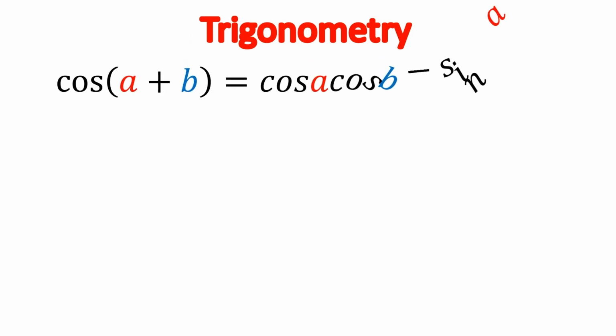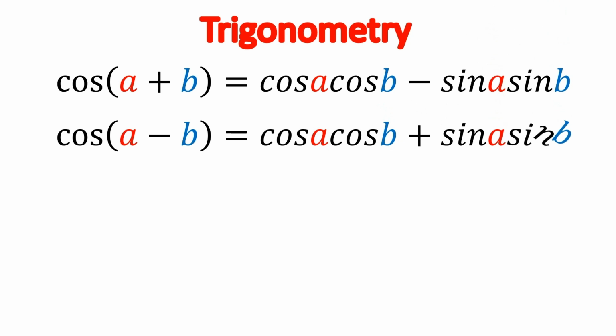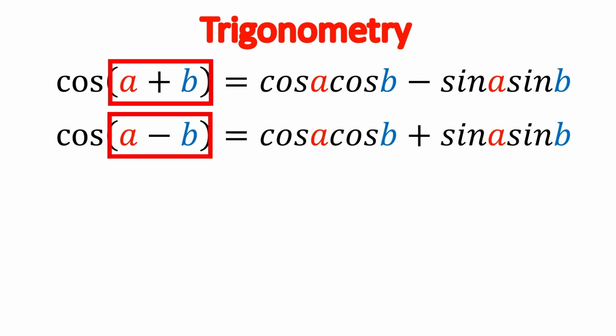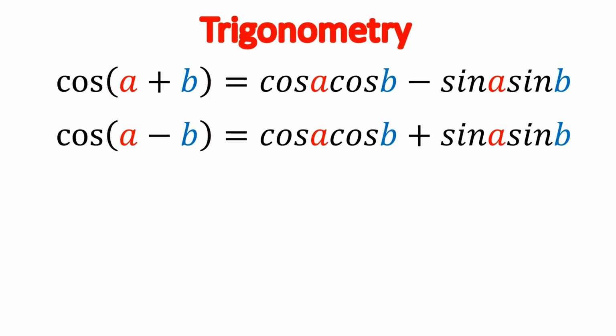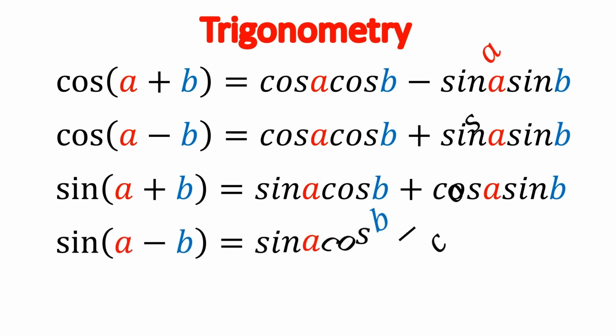Cosinus a plus b equals cosinus a cosinus b minus sinus a sinus b. Cosinus a minus b equals cosinus a cosinus b plus sinus a sinus b. If you pay attention, when we want to add or subtract the cosinus of two angles, we can interchange the positive and negative signs. Similarly, we have addition and subtraction rules for sine. Sinus a plus b equals sinus a cosinus b plus cosinus a sinus b. We apply the same rule in this case too.